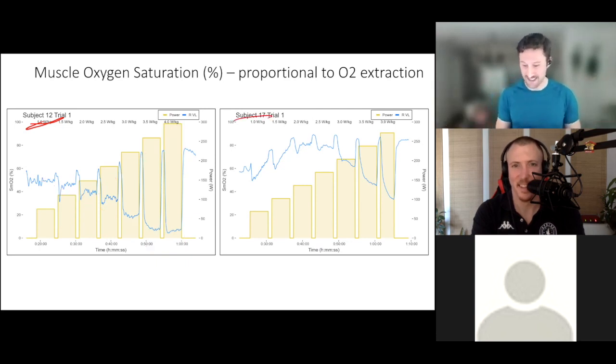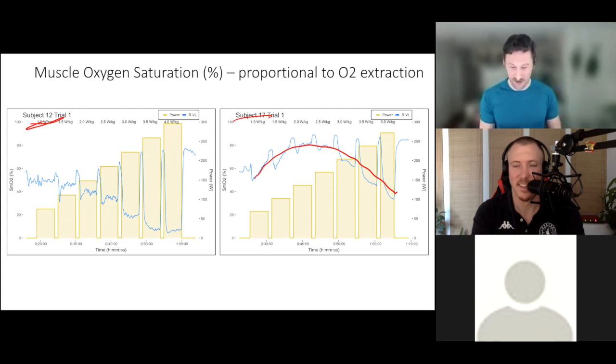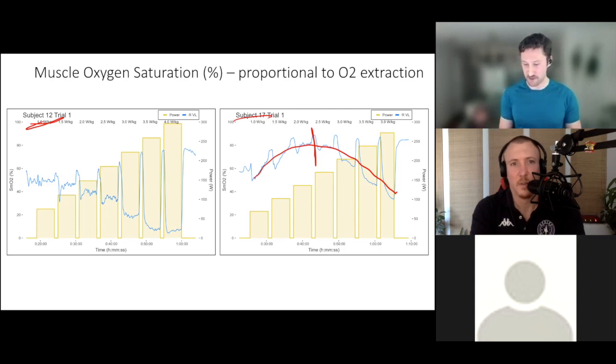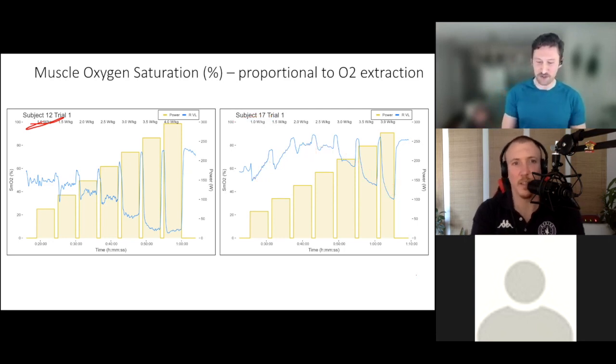Subject 17, on the other hand, obviously is a different profile. I would say a more interesting profile, where we have this curvilinear shape. And so maybe we can draw some conclusions: what does it mean when she's at her peak here versus at the minimum? So there's a bit more interesting stuff going on.